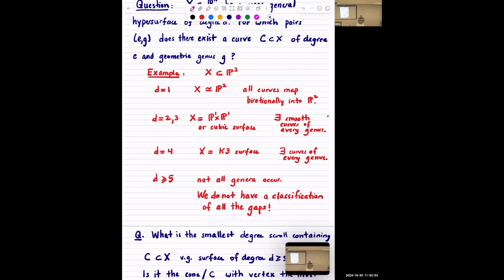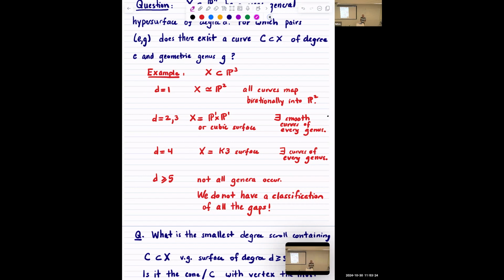Maybe I should also say one other thing. I have a student who recently proved a theorem. One theorem that we know is that if you have P3, then you can embed every curve into P3. So he asked which threefolds have the property that you can embed every curve into this threefold. And he proves that that happens if and only if the threefold is rationally connected.